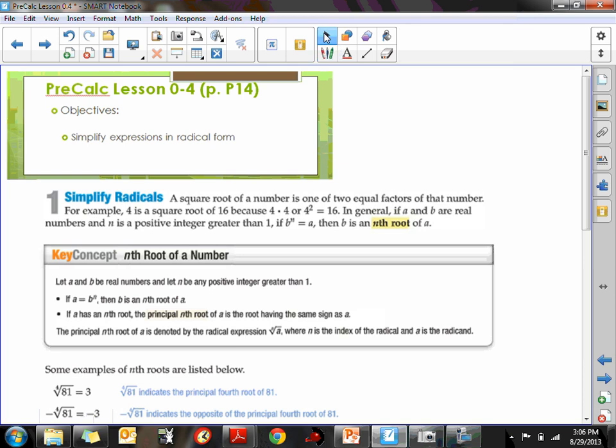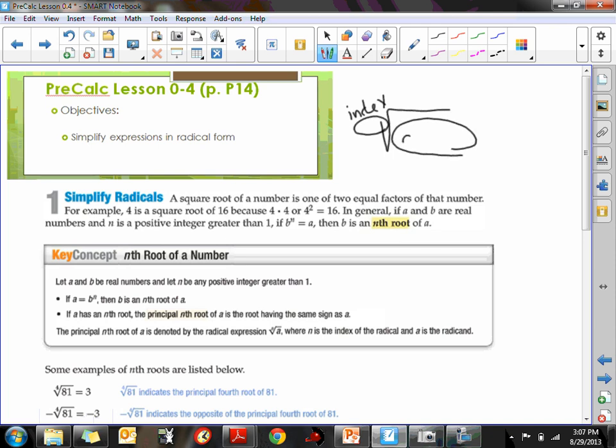So let's jump into some vocabulary here right away, and that's what they describe down a little bit further. This number that you put right in here is called the index. The index tells you what root you want. Inside the radical is called the radicand. So the radicand is the number we're going to find the root of.